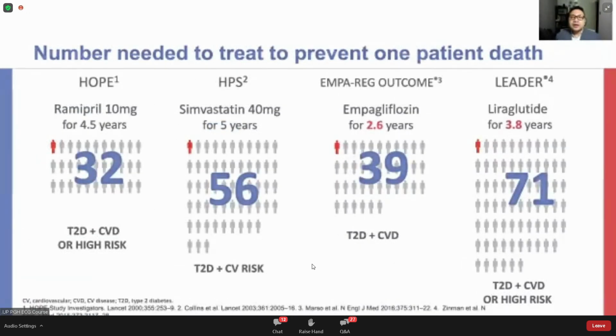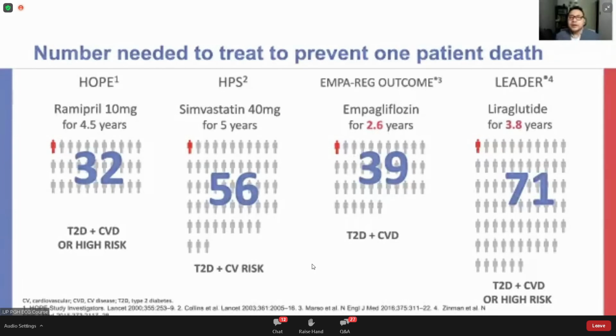That is why, in these studies leading back 3-4 decades ago, you should be giving these very high-risk patients this background treatment, particularly your RAS blockers and statins, such as ramipril, simvastatin, and these newer drugs.